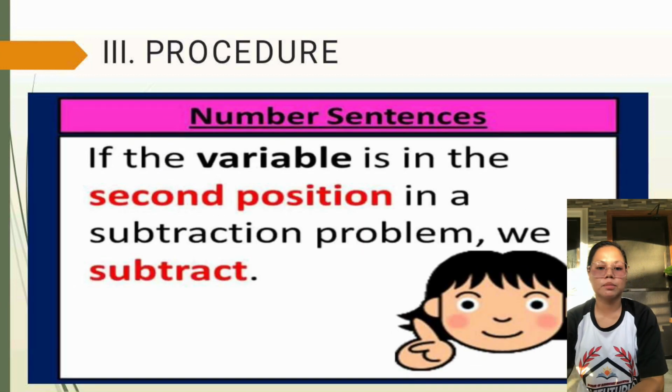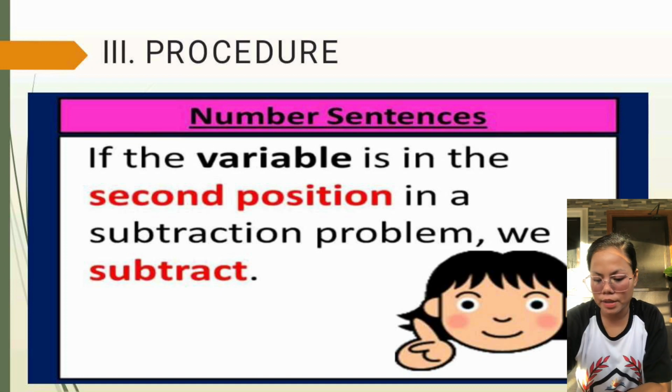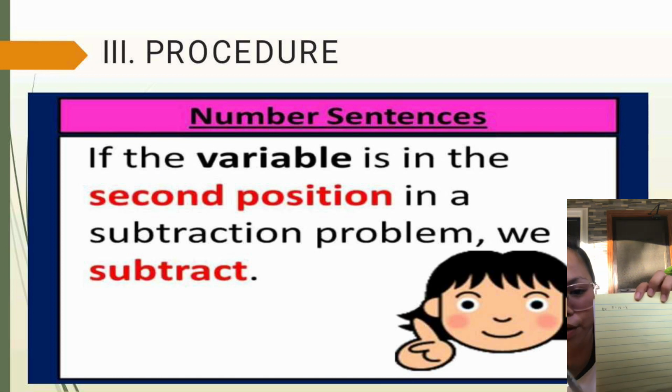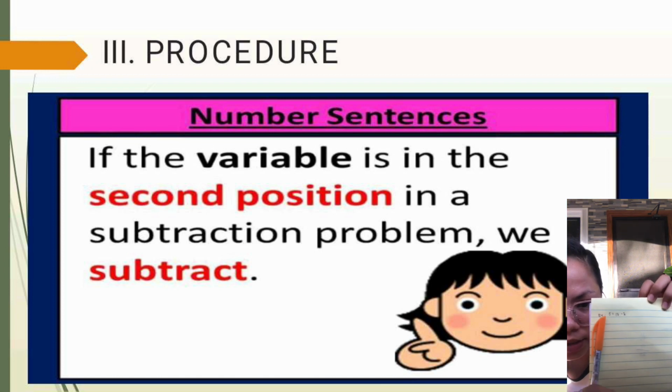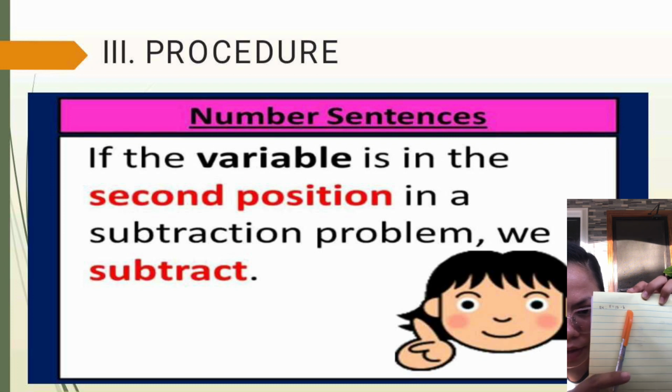Then if the variable is in the second position in a subtraction problem, we subtract. So let's say for example 5 equals 18 minus k. So ato ra ni siyang i-minus ang 18 minus 5 to get the result of the missing number here. So 18 minus 5 equals 13. So the missing value of k is 13.